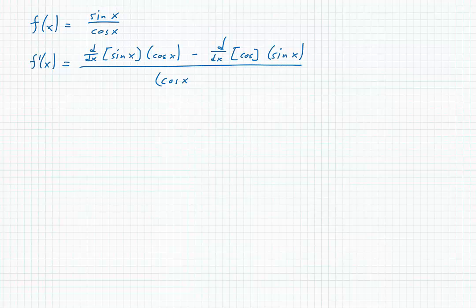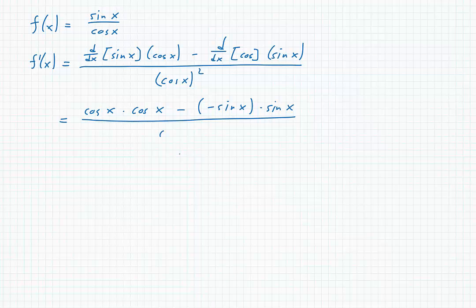the denominator squared. So the derivative of sine is cosine. So we end up with a cosine of x times a cosine of x. We're going to subtract. The derivative of cosine is negative sine. And we're going to multiply that by sine of x. That's all over the cosine of x squared.